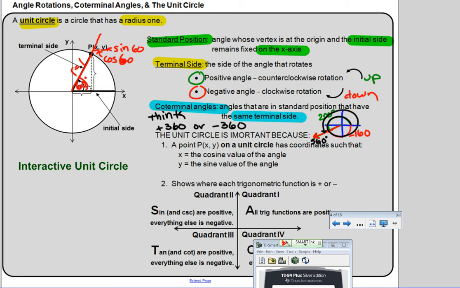All right, so that is a really important fact. X is the cosine value of the angle, and y is the sine value of the angle. So I have a song I got from somebody to help you remember. So x is cosine, y is sine, on the unit circle, all the time. So hopefully that will help stick in your brain which one goes with what. So just a little interactive site to show you.